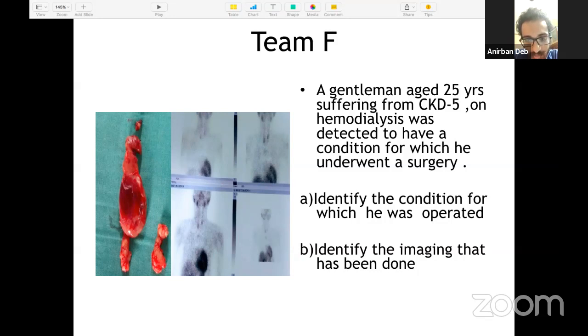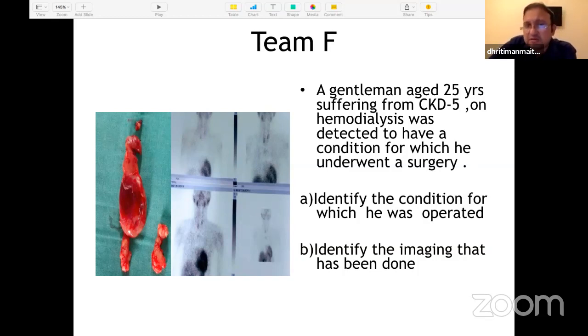See, would you like to modify your answer? No? Sir, imaging is technetium scan. Specific imaging for parathyroids? Sestamibi scan, sir. Okay. So for the next part, you get a 5. It is a Sestamibi. Indeed, it is a Sestamibi scan.